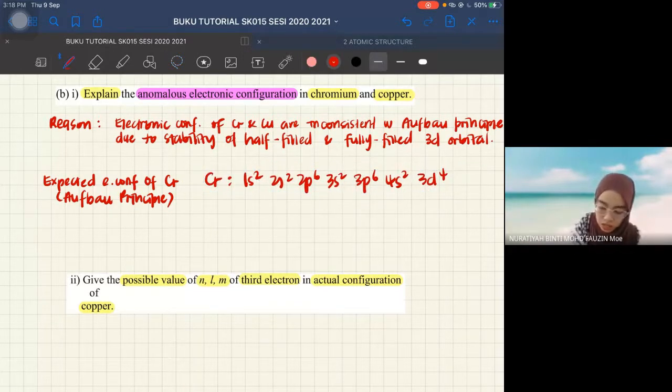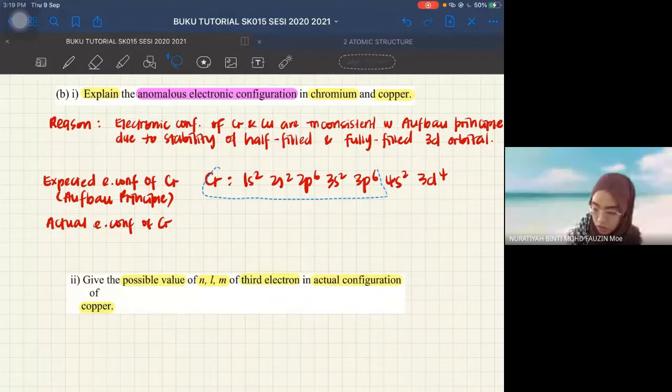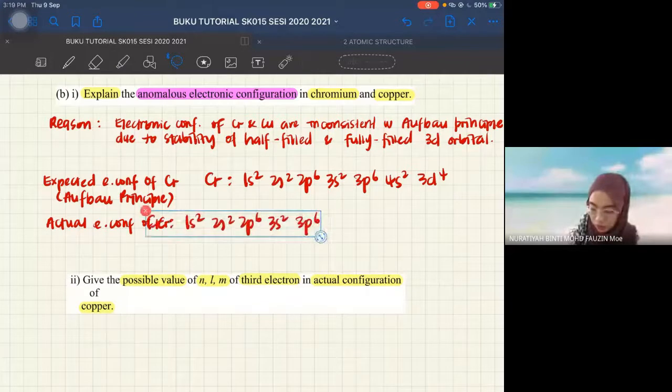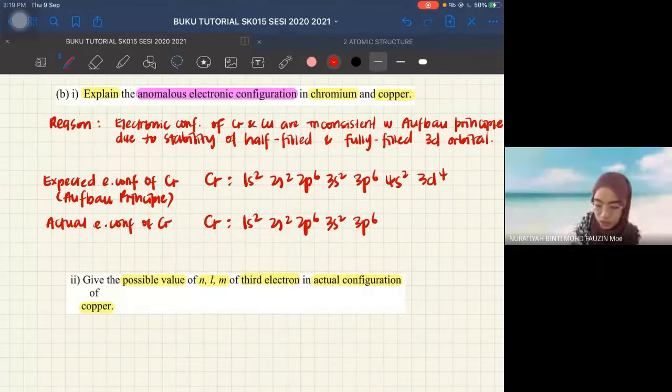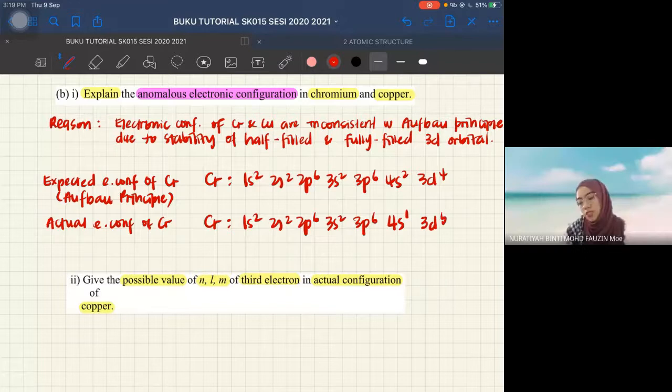While the actual electronic configuration of chromium, copy this whole thing. You can make a table. 4s what? It is half-filled stability. 4s1, 3d5. Correct. So it means one of the electrons in 4s doesn't sit in 4s. Actually that electron sits in 3d5, a 3d orbital.